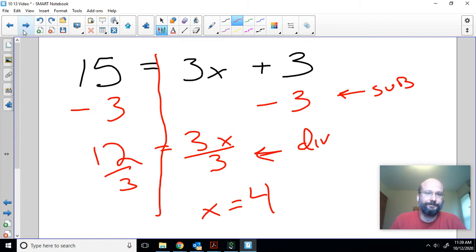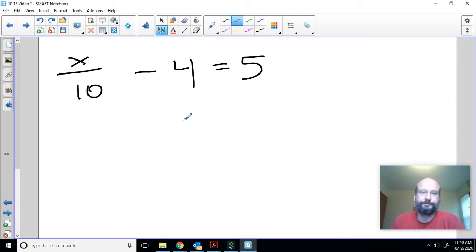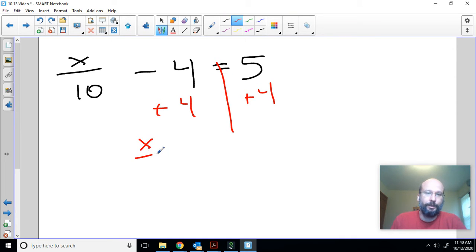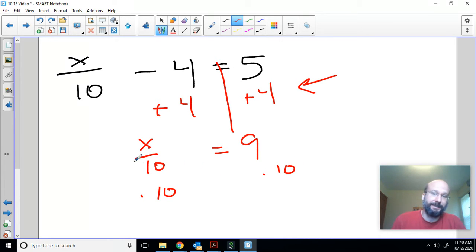Hopefully we all get that and we're doing it okay. So what's the first step? What's this property called? This one. What's our second step here? Multiply by 10, right? Bottom number of a fraction. Multiply both sides by the bottom number of a fraction. What's this step called when we multiply it on both sides?